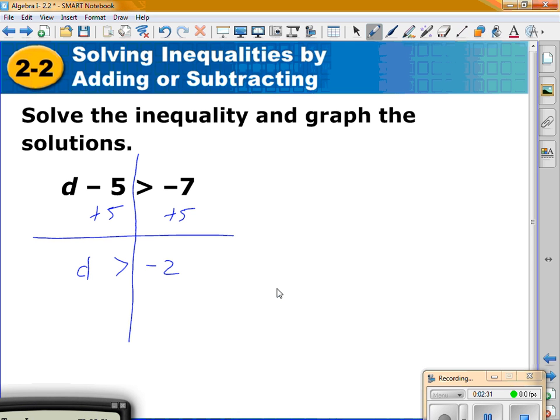Some people have a hard time with the whole negative 2 being greater than. Would you rather be $2 in debt or $7 in debt? $2 in debt is better than $7 in debt. That's why. Would you rather have $10 or owe $7? I'd rather have $10. To graph this, I'm going to let you do the little ghetto graphs here. Take the number, put it here. This is going to be open, and it goes to the right. There we go.